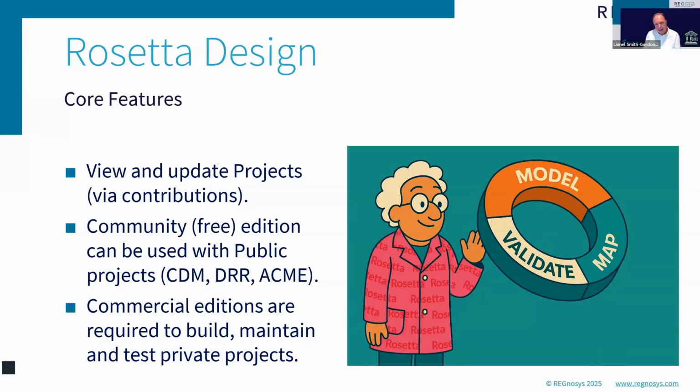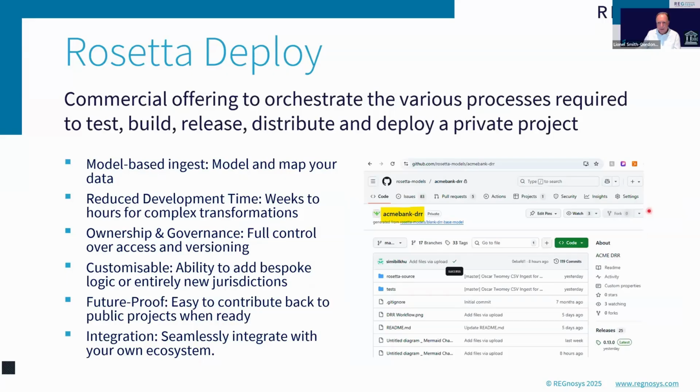But what we want to look at now is just a little bit about some of these features and how they work. So as we've seen, within Rosetta, you can view and update projects. So the CDM and the DRR, and also the two ACME projects, plus the RUNE project. Those are all available in the community free edition, and the testing capabilities alongside those models is available. And we provide those to the community to help everybody with this adoption of these very key open source capabilities. You do, however, need commercial editions of Rosetta to do some of the features. I'm just going to cover off that very quickly.